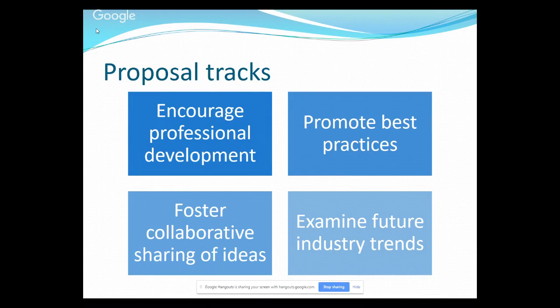Awesome. So the third category that you're going to be asked to fall into as you're working on your program proposal is your proposal tracks. And so we have 8 tracks this year. The setup is a little different than in previous years. So the first set of tracks I want to talk about is our Northwest UCUHO core competencies. So if you weren't aware, Northwest UCUHO has 4 core competencies, which I've listed up here. So encouraging professional development, promoting best practice, fostering collaborative sharing of ideas, and examining future industry trends.